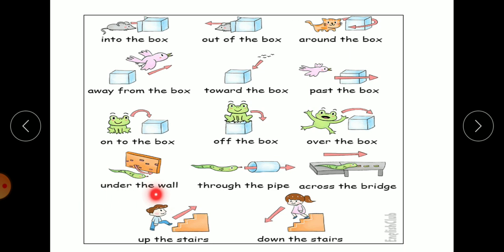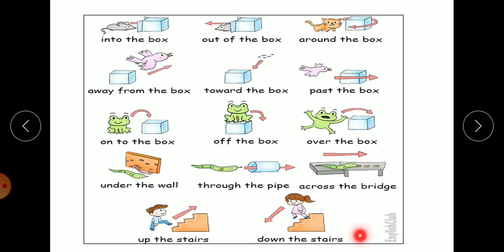Then under the wall, there is a motion. Under the wall, right? The snake is going under the wall, so wall के नीचे से निकल रहा है. Through the pipe, when something is hollow, कोई चीज़ hollow है, like if you take the bangle of your mother, then that is also hollow ना, जिसके through you can pass your pencil or your finger. So same way the snake is passing through the pipe. There is a movement. Across the bridge, there is a movement.